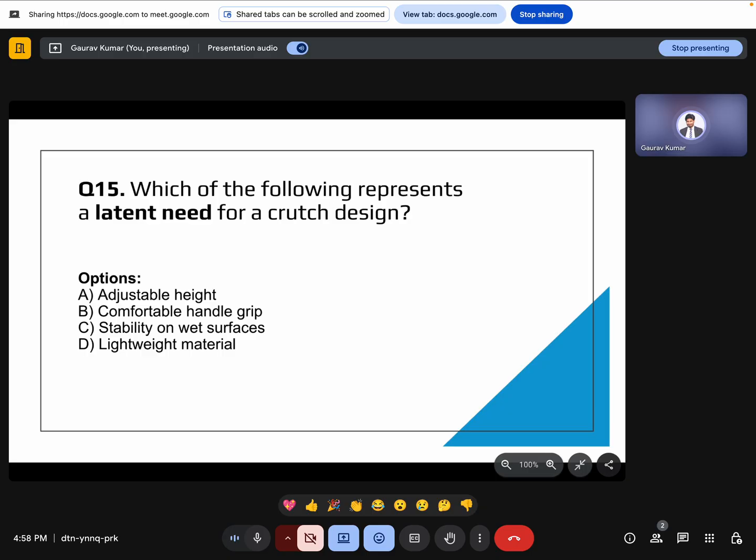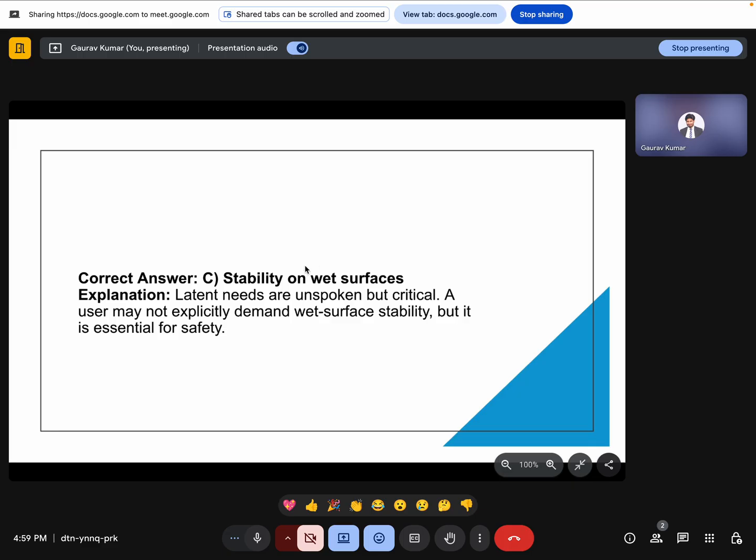Latent needs are unspoken requirements that users do not always verbalize but expect the product to meet. They are often safety related. So the correct answer is stability on wet surface. A crutch user might not say it aloud, but they expect the crutch not to slip in the rain or on tiles. The other options are explicit or performance needs. Adjustable height and comfortable grip are clearly stated needs, and lightweight design is a performance-related feature. You can go through this.